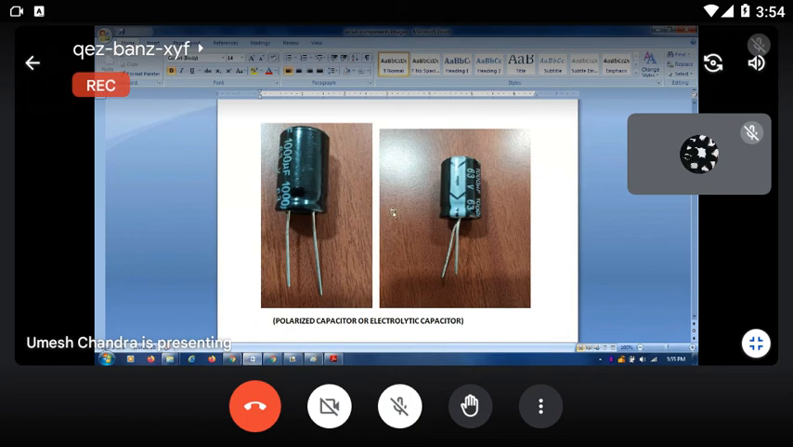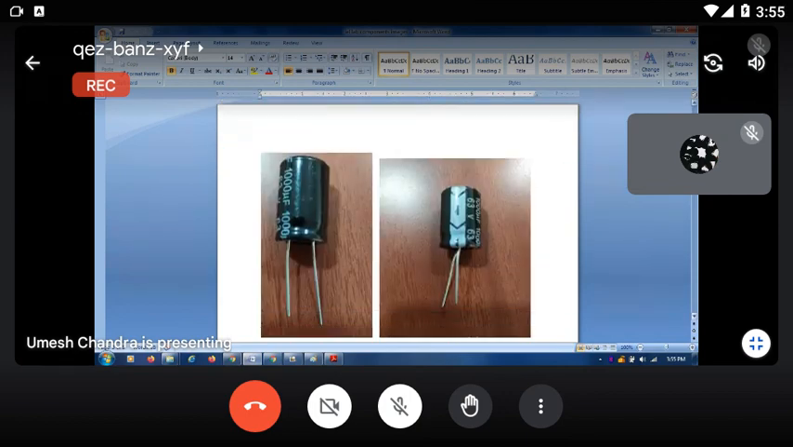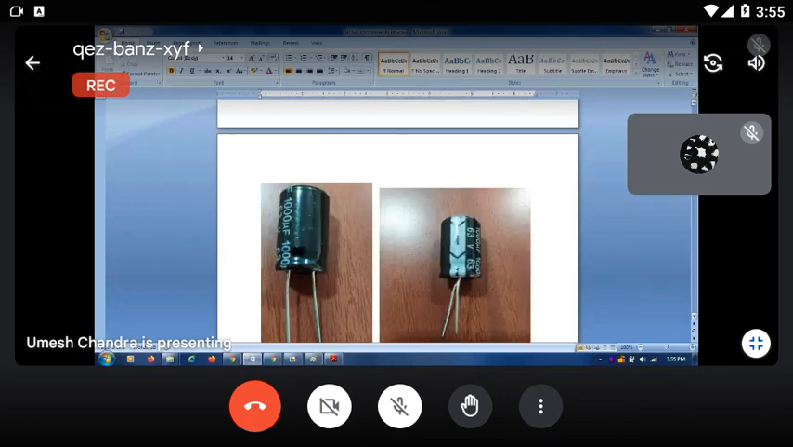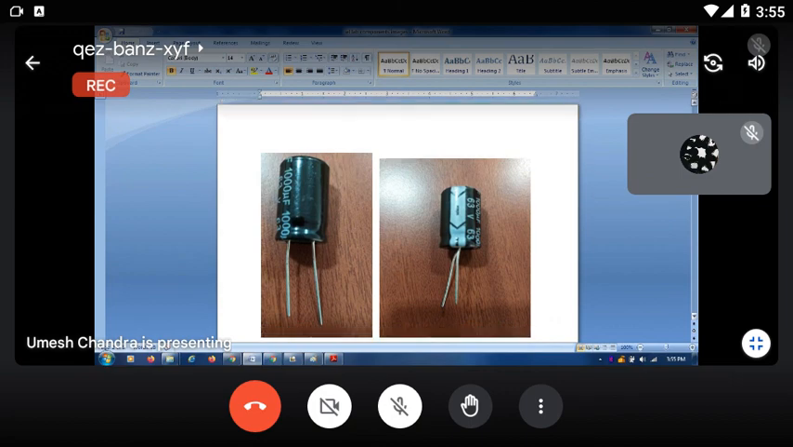This is a polarized capacitor. There are two types: one is the polarized capacitor, another is the non-polarized capacitor. The first one is the polarized capacitor, and the second one is the non-polarized capacitor. Polarized means it has polarity, a positive and a negative terminal. First you identify the positive terminal and the negative terminal. Then after that you connect it in any circuit.